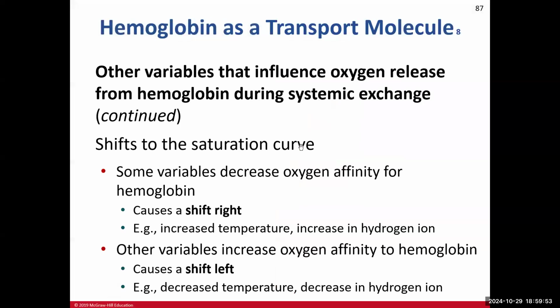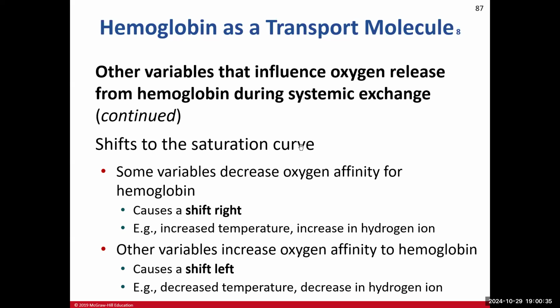I'm going to run through some of those. So when we talk about shifts to the saturation curves, if we get a right shift, that means it's going to be easier for oxygen to disassociate or pop off of hemoglobin. So things like increased temperature, increased hydrogen ion concentration because we have an increase in carbon dioxide. So anything that causes that curve to shift to the right means hemoglobin is going to want to hold on to oxygen less. So essentially, we're going to decrease the oxygen affinity for hemoglobin. Oxygen will pop off hemoglobin that much easier.